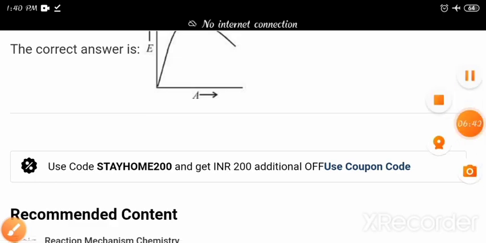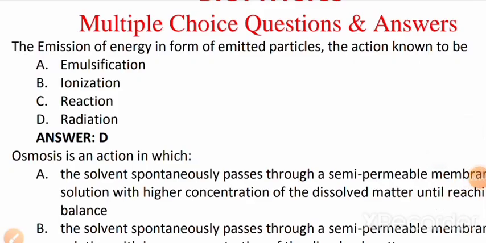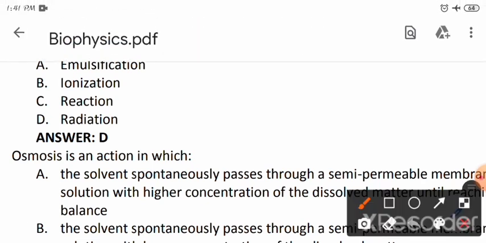Now the next question. The emission of energy in the form of emitted particles, the action known to be, that is emulsification, ionization, reaction and radiations. So friends, the emission of energy in the form of emitted particles, the action known to be radiation. That's why option number D should be the correct answer.